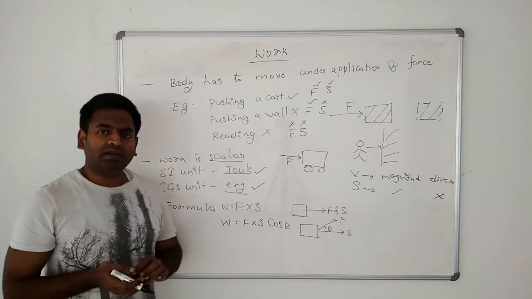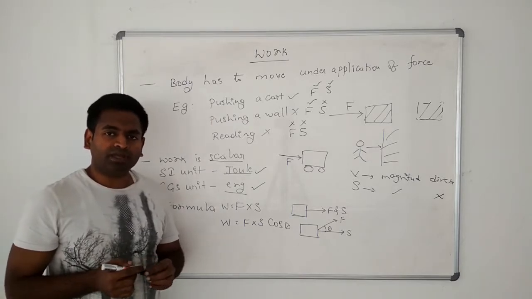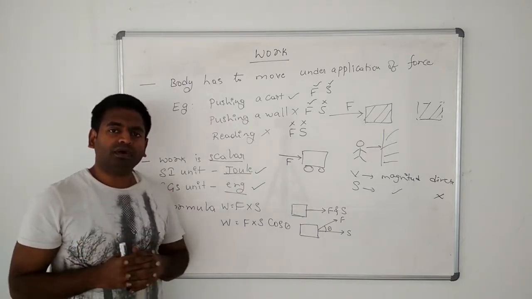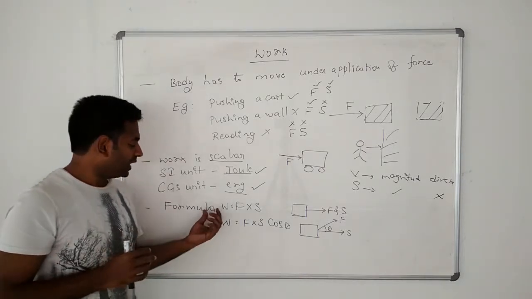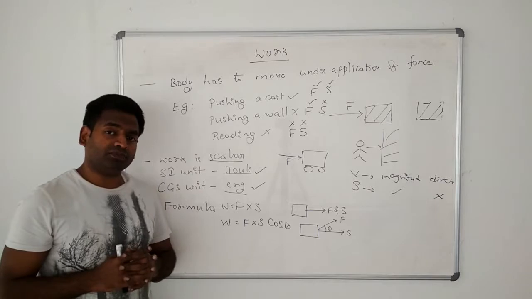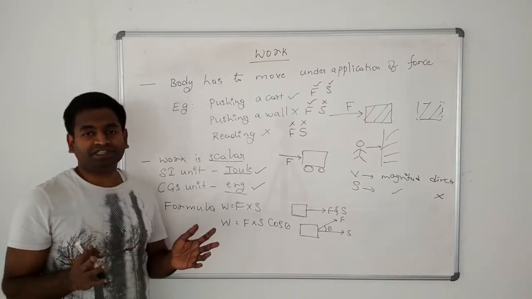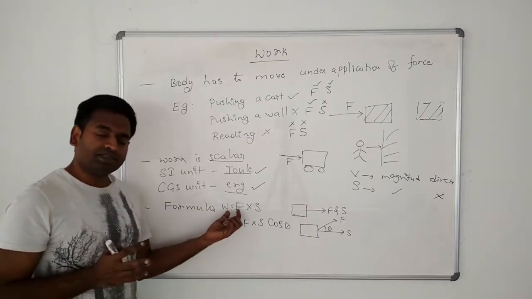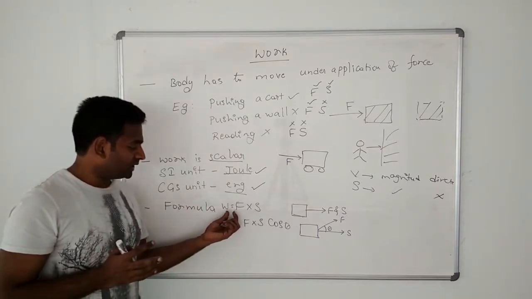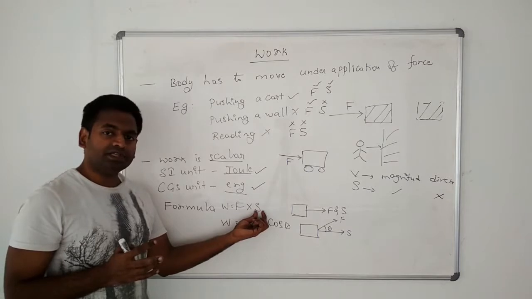Then, okay, I have done work on a particular object by applying a force. What is the amount of work that I have done? We sometimes have to measure that amount of work. So how do we measure the amount of work? Is there any formula in physics? Yes, of course. Physics is all about measurements, so obviously we have a formula. What is the formula? Work done is always given by force and the displacement.